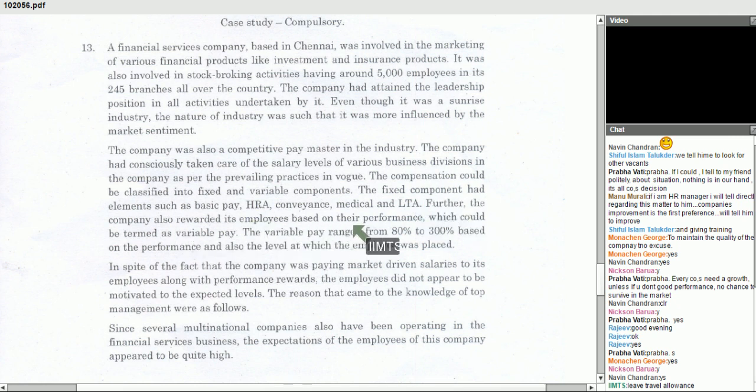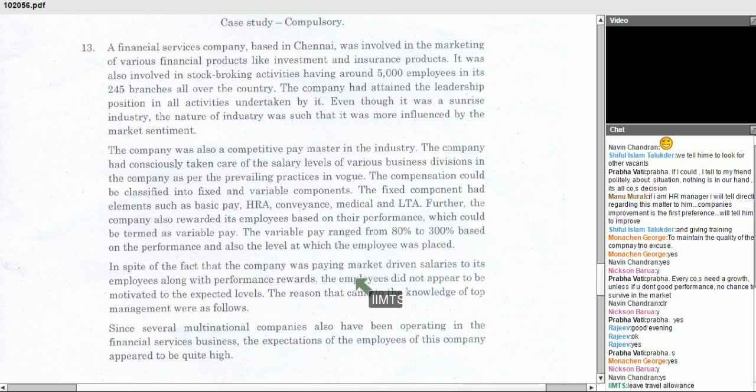Further, the company also rewarded its employees based on their performance, which could be termed as variable pay. The variable pay ranged from 800% to 300% based on the performance and also the level at which the employee was placed. So the company also takes care of the performance of the employees. If the performance of the employee is very good, he will be paid around 300% of variable pay. In spite of the fact that the company was paying market-driven salaries to its employees along with performance rewards, the employees did not appear to be motivated to the expected levels.